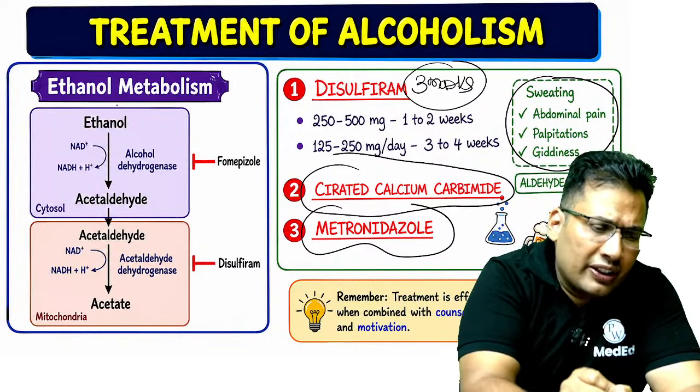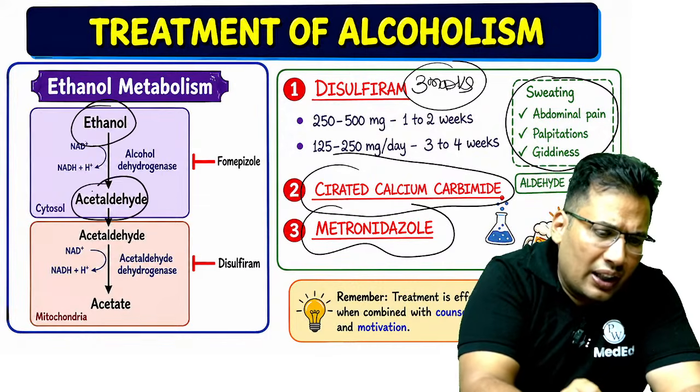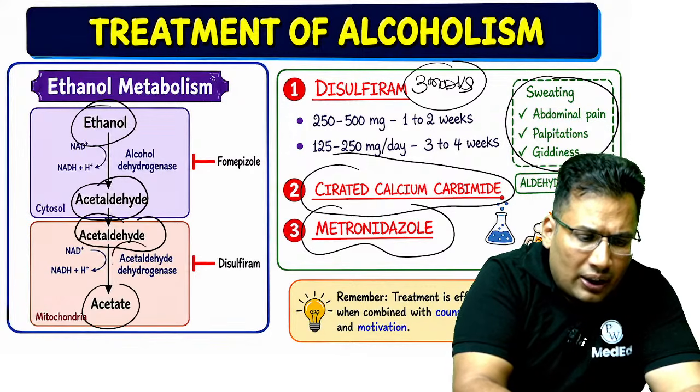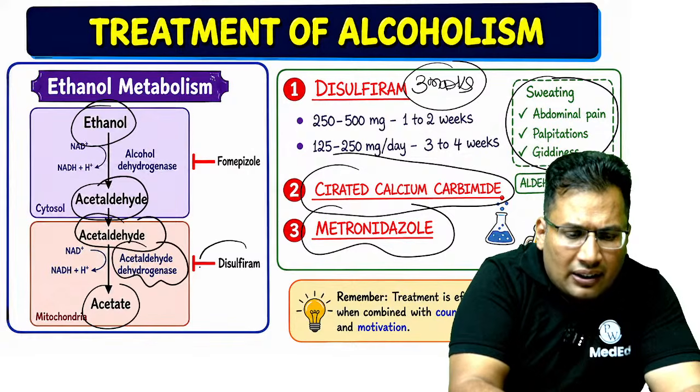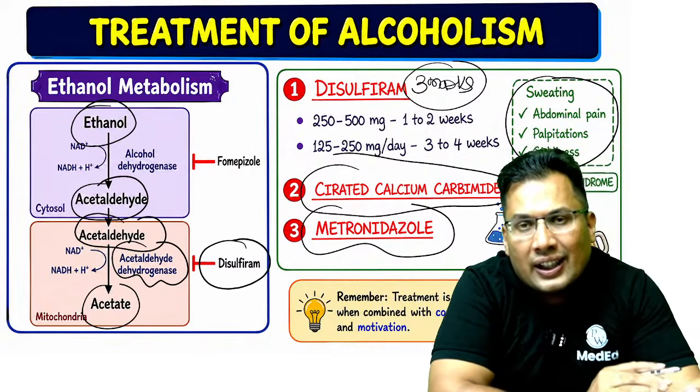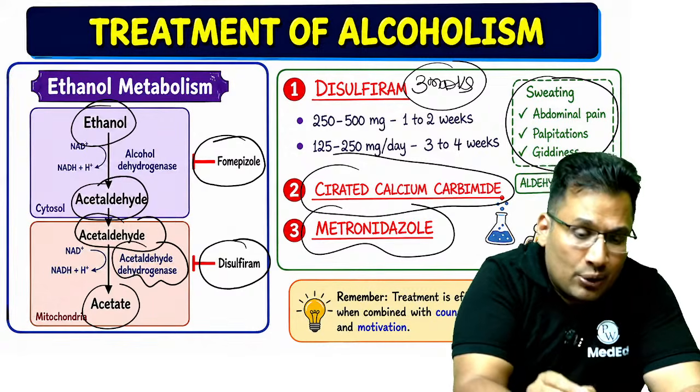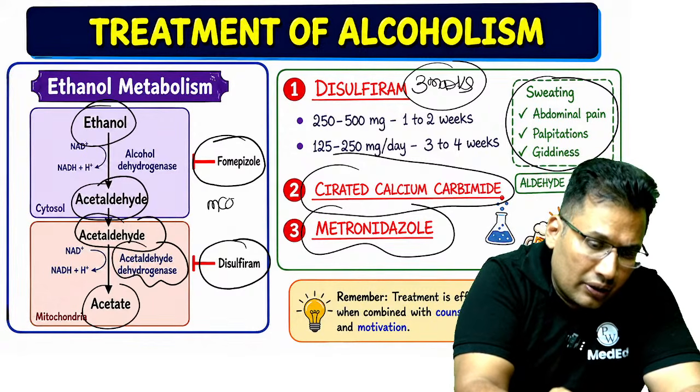In the metabolism of ethanol, ethanol is converted into acetaldehyde, and acetaldehyde is converted into acetate by an enzyme known as acetaldehyde dehydrogenase. Disulfiram is going to inhibit the aldehyde dehydrogenase enzyme. Omeprazole inhibits the alcohol dehydrogenase enzyme. This is an MCQ, very commonly asked.